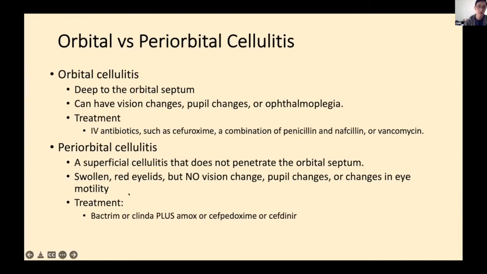On the other hand, periorbital cellulitis is a superficial cellulitis that does not penetrate the orbital septum. So you'll have a swollen red eyelid, but typically you won't have any vision changes, pupil changes, or changes in eye motility, unlike in orbital cellulitis. And treatment will consist of Bactrim or Clinda with amoxicillin or cefpodoxime or cefdinir.